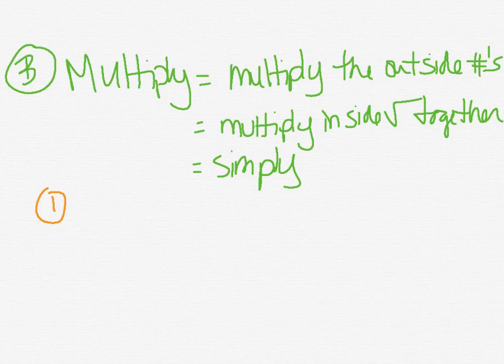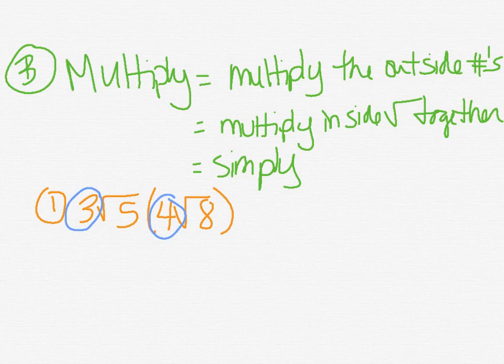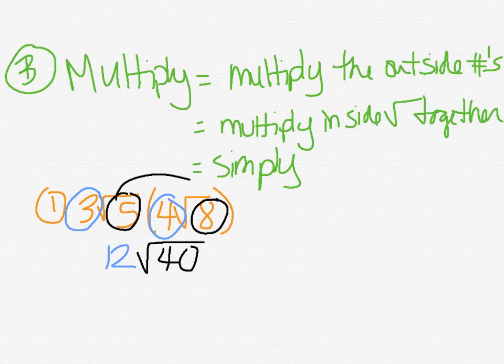Let's take a look at an example, and we'll go with 3 square root of 5 times 4 square root of 8. According to the directions, you want to multiply the outside numbers. Our outside numbers are 3 and 4, so when you multiply those together, you get 12. The inside numbers are 5 and 8, and when you multiply them, you get the square root of 40. It's real easy: multiply insides, multiply outsides. Then the last step is to make sure that you simplify and it's in the smallest form.